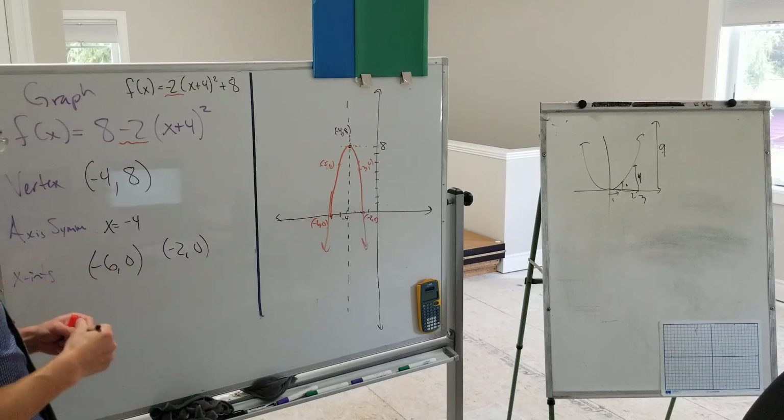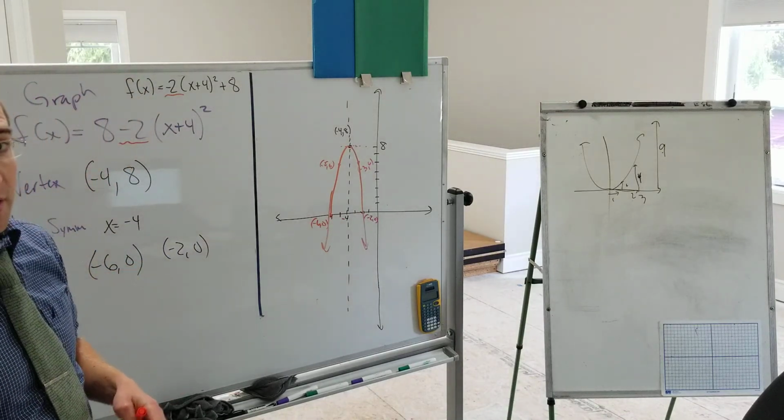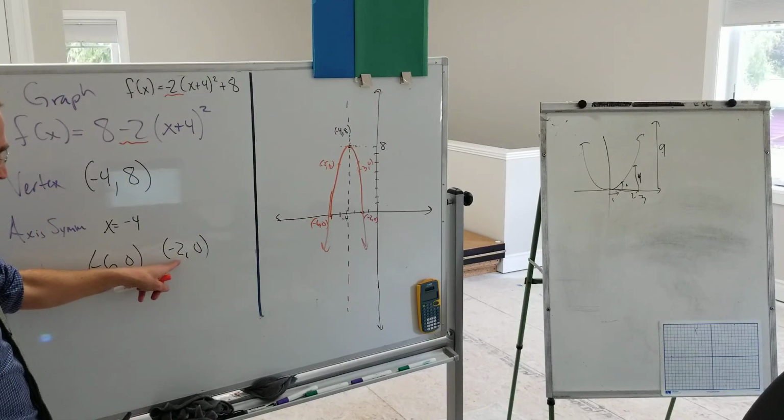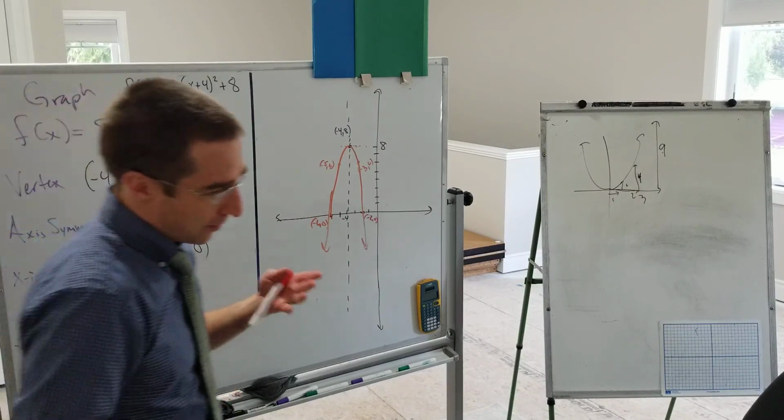In general, WebAssign is going to ask you to find the smallest x-intercept first, like put that one, say smallest to largest. Smallest x value, larger x value. More negative means smaller, remember that.